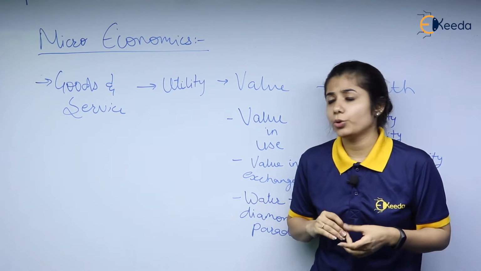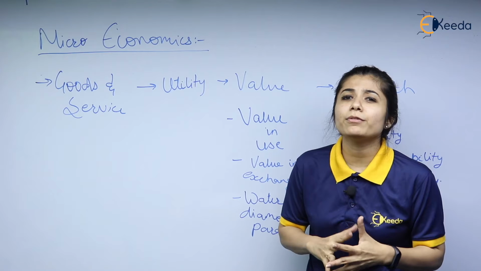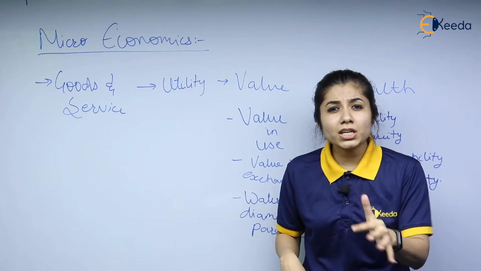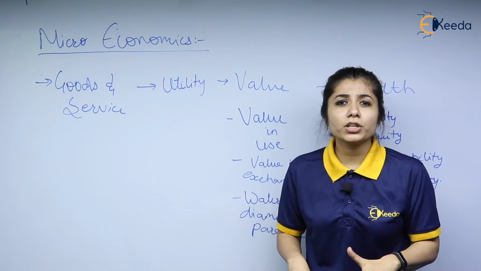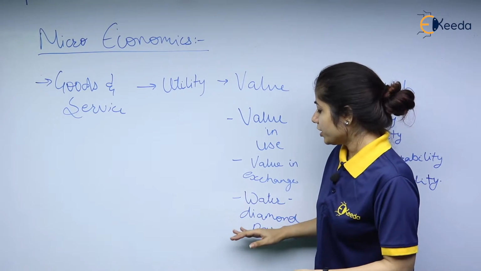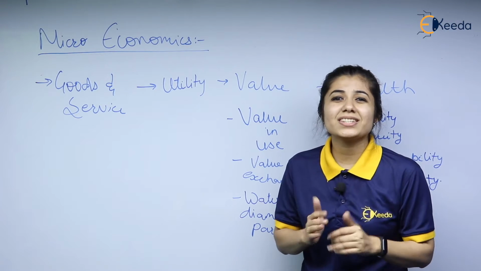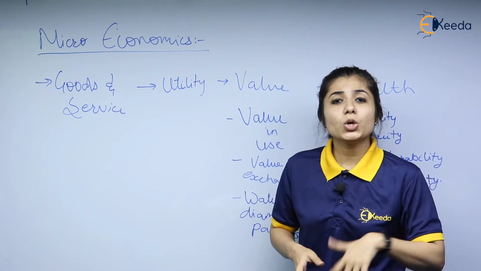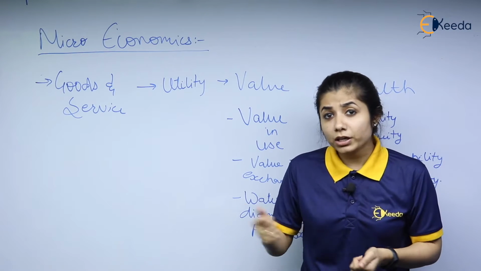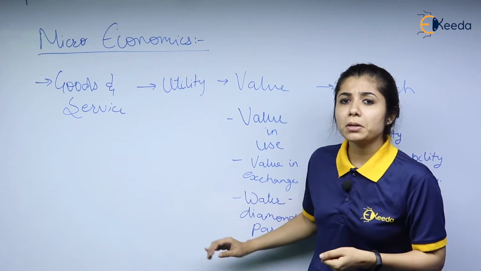The last one over here is the water diamond paradox. Certain goods do not have a value in exchange but are of great importance. Certain goods are not of that importance but have a very high value in exchange. Water has very high value in use, but if it is exchanged, it has no value in exchange. On the other hand, diamond is rarely of any use. We just wear it for show purposes. But if it is exchanged, it earns huge revenue. This is nothing but the water diamond paradox.